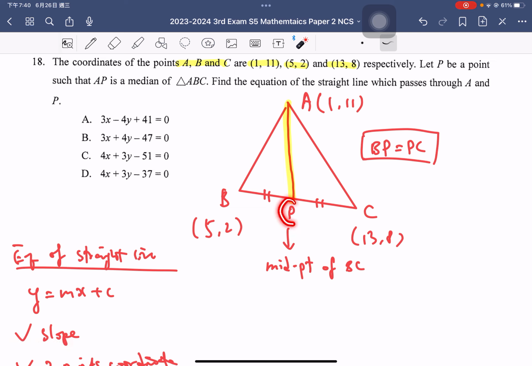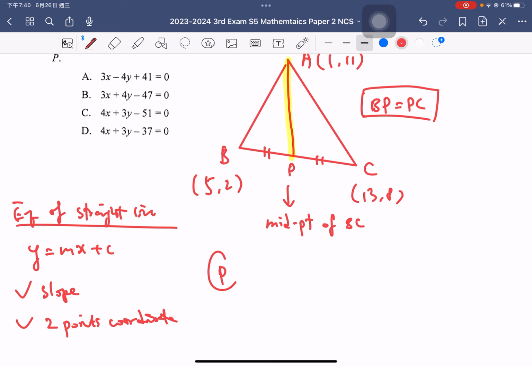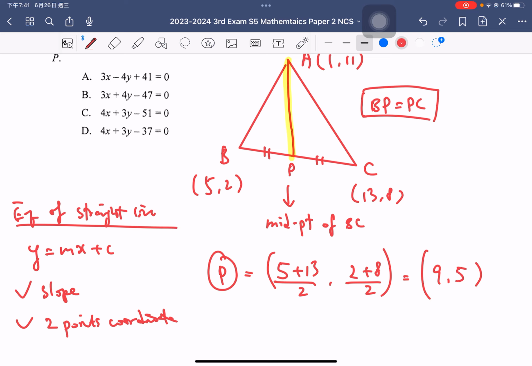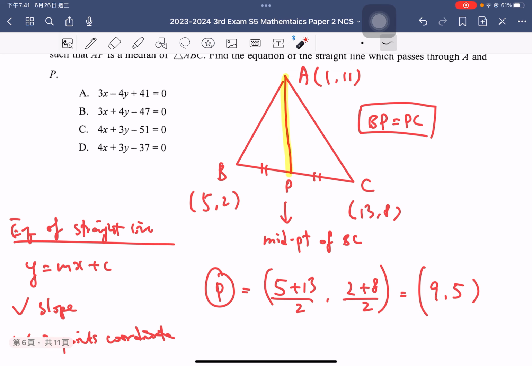P is the midpoint of BC, isn't it? So we can find the average of B and C. So now we can say that P is equal to (5 plus 13) divided by 2, together with (2 plus 8) divided by 2. This is 18 divided by 2 giving you 9, and 2 plus 8 giving you 10 divided by 2, which is 5. So the coordinates of P are (9, 5). So now we have the point A (1, 11) and P (9, 5).